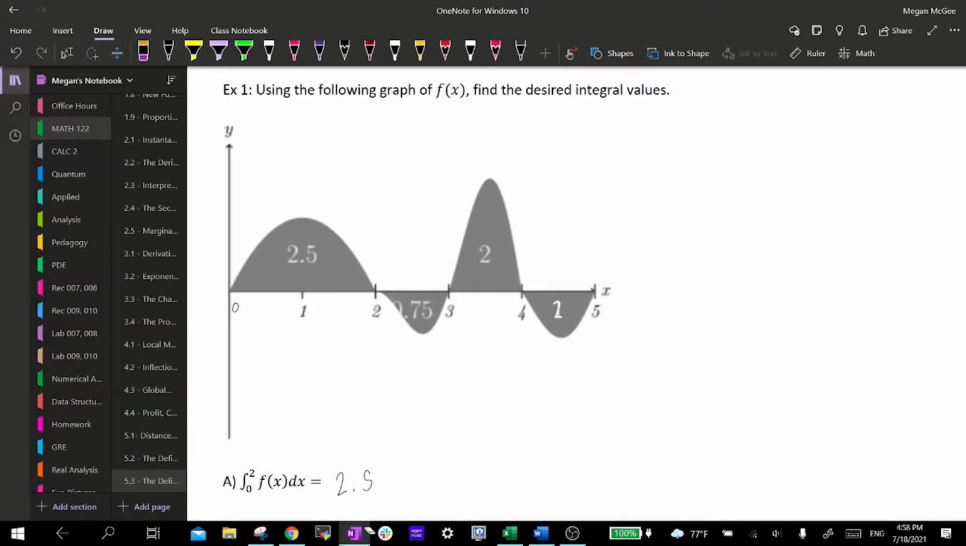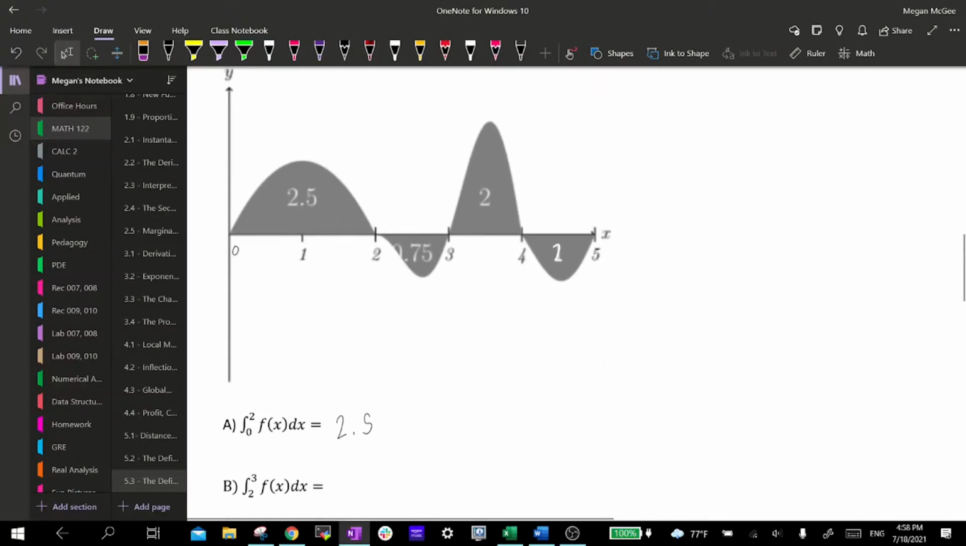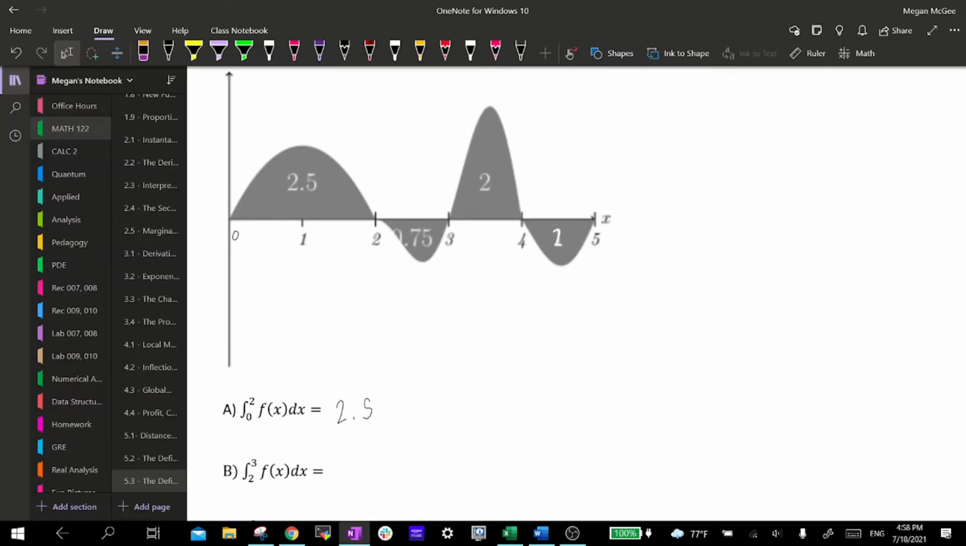Part B asks us to look at the integral from 2 to 3. So this shaded region here. Well, we are below the x-axis. So this is where it's going to be counted as negative. Alright, so we have negative 0.75.